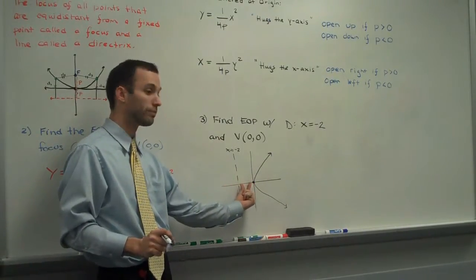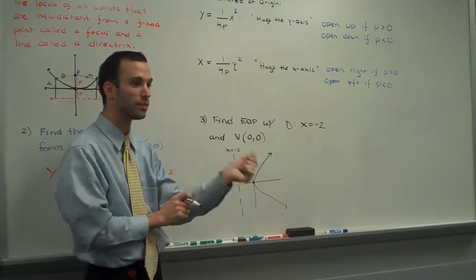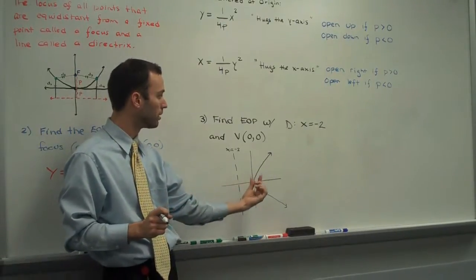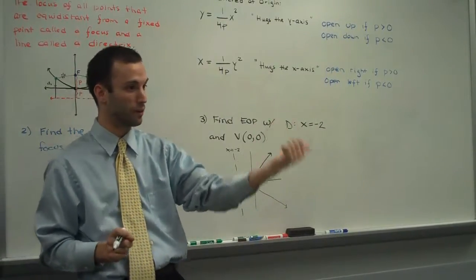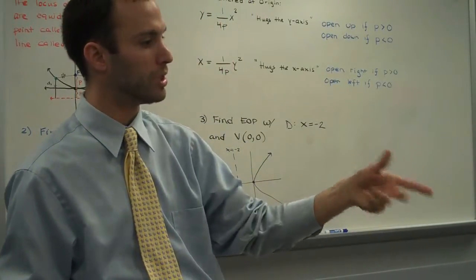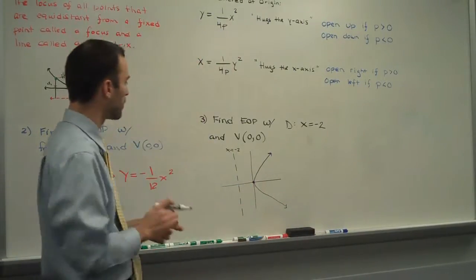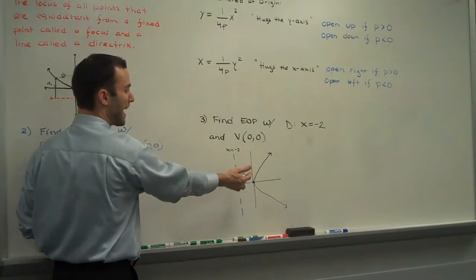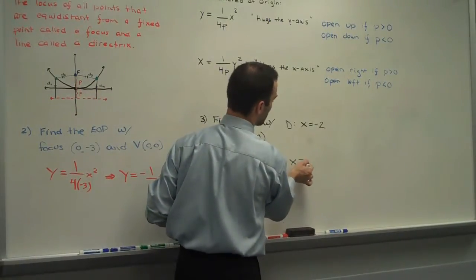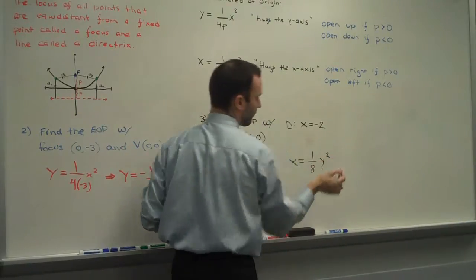I don't really understand what we're supposed to do for the whole thing. Well, read the directions. There's always a vertex and a directrix and a focus. I've given you two of them, and you're going to find the other. So guys, hold on here. This is x hugging, right? So it's going to be x equals 1/8 y squared.